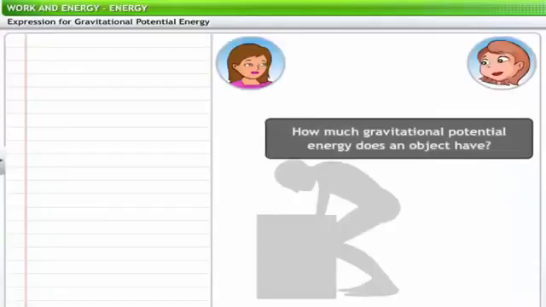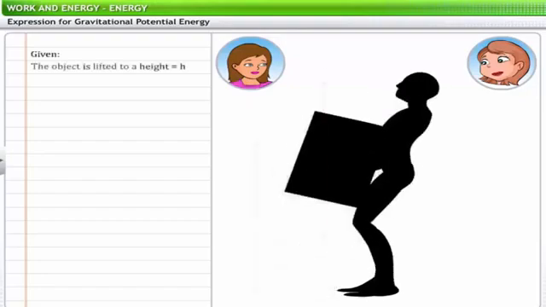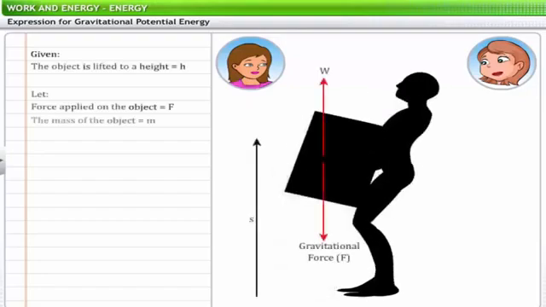But how would I know how much gravitational potential energy an object has? We can derive an expression for it. Consider an object being lifted to a height h from ground level. Potential energy stored in the object is equal to the work done on the object. Further, the work done upon the object is equal to the product of applied force and the displacement caused. We can determine the displacement of the object by measuring the height through which it has been lifted.